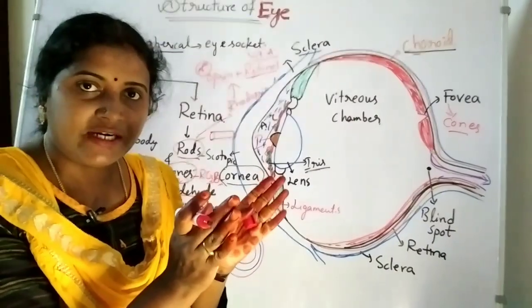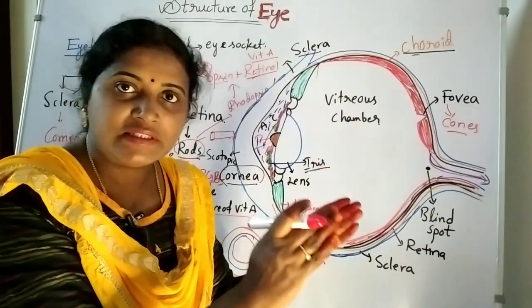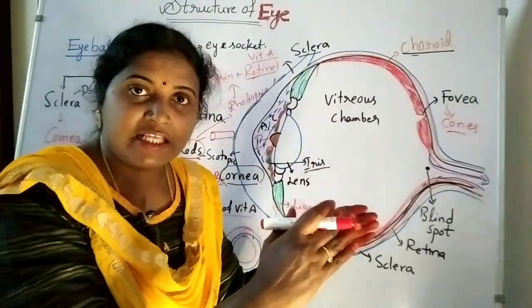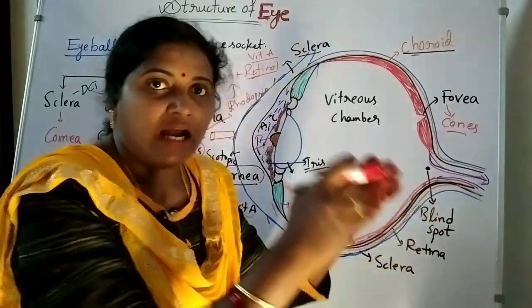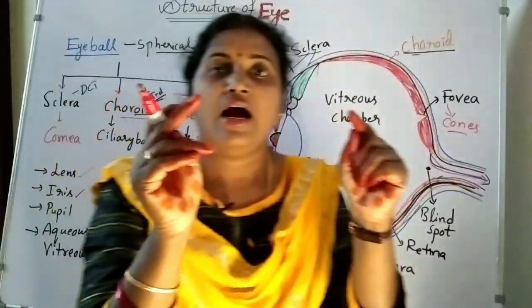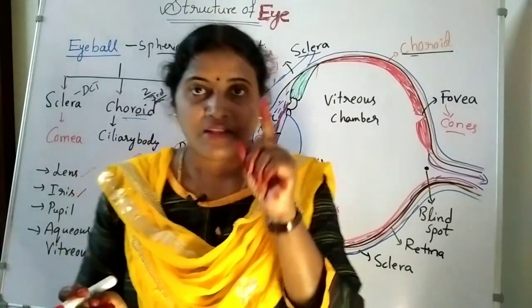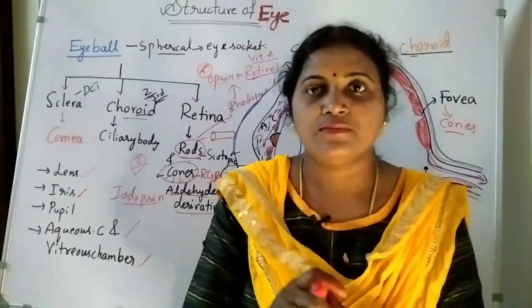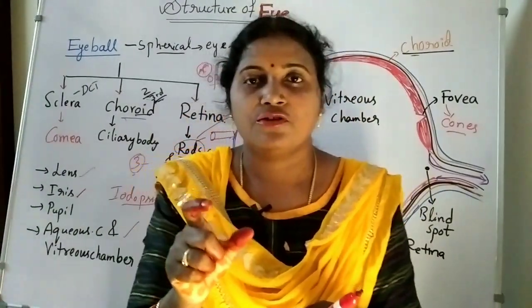First, the choroid layer is posterior and it is moving forward, forming the ciliary body. Again the ciliary body moves forward and forms the iris. The muscle fibers are the iris. This iris is responsible for regulating the diameter of the pupil. Very important function of the iris.